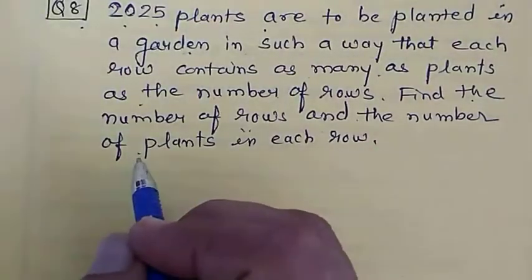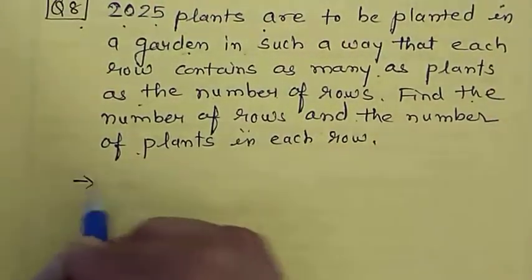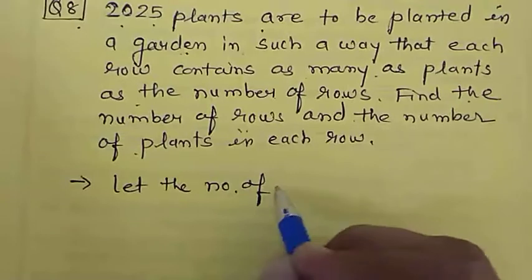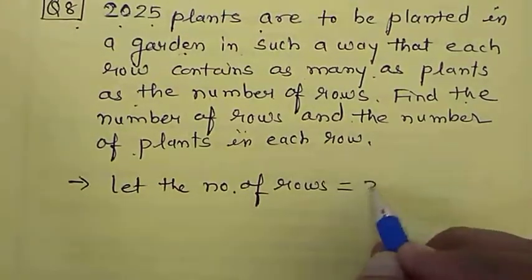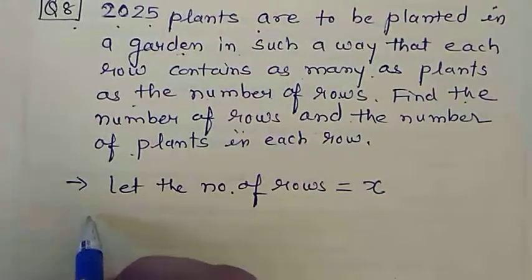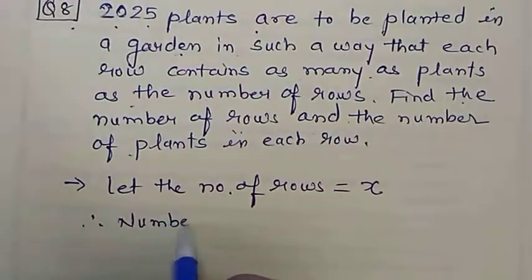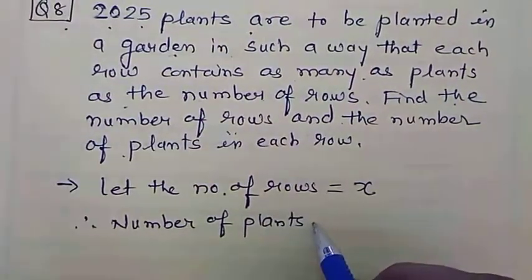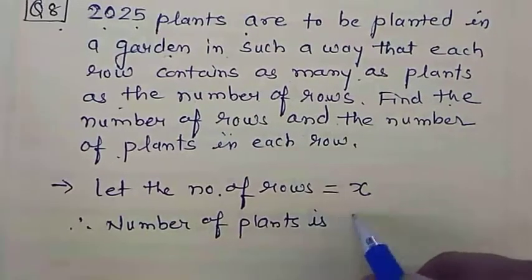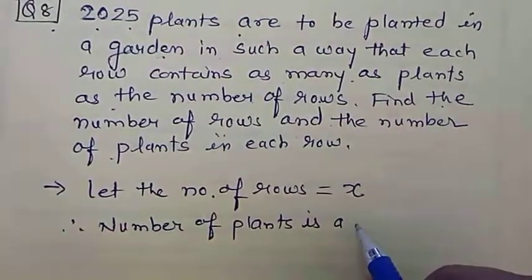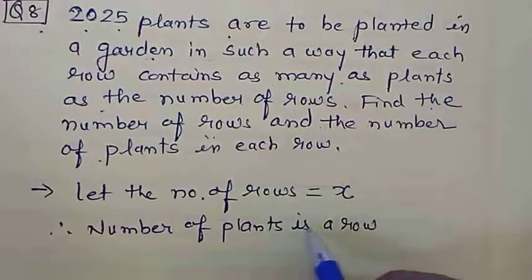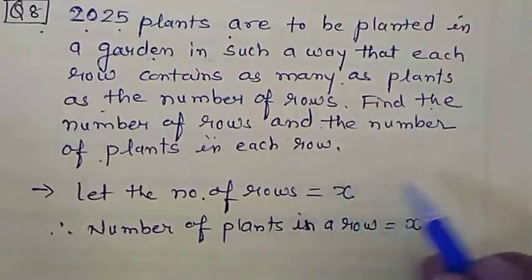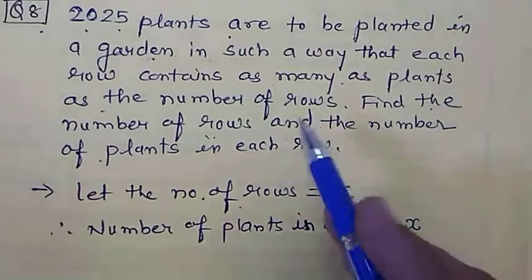So we don't know the exact idea of this. First of all, let the number of rows be x. Therefore, the number of plants in a row is also x, because they are equal. It is saying the number of rows equals the number of plants in each row. It is given in the question.